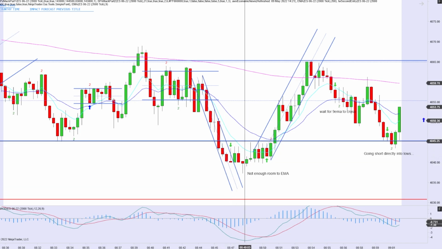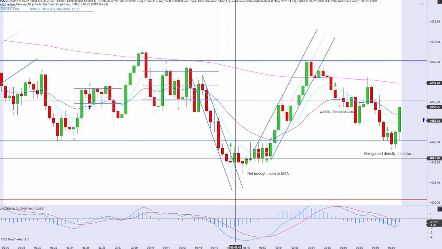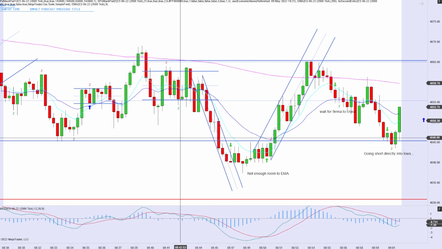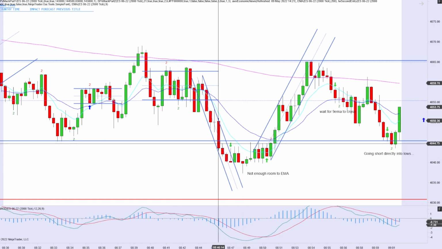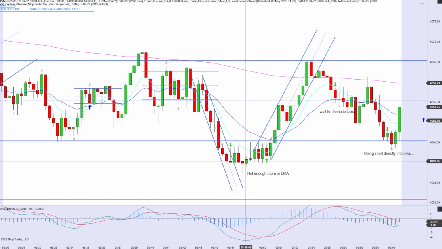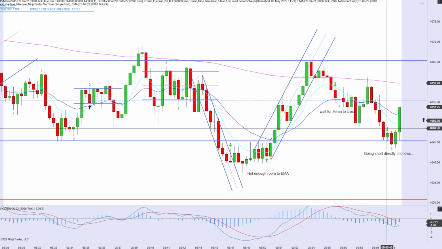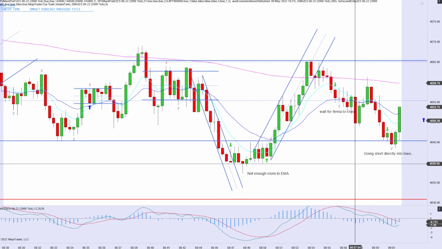Back here, it's probably a little bit different only because there's a breakout. So you're not necessarily shorting into the lows. You're catching stops in case that breakout fails. And that's exactly what happened here. It was enough for a scalp. Here, you're shorting directly into the lows. So just be very careful about that.